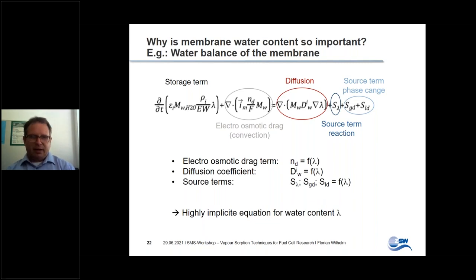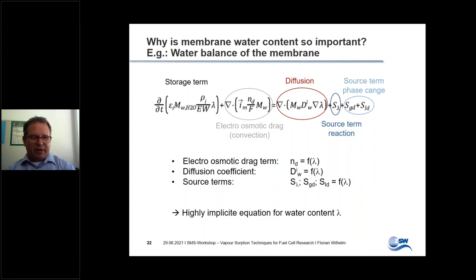But this can be dealt with in a different way in other models. So that's not mandatory, so to say, to formulate it like this. But what is mandatory is the source term for the phase change. So that's gas dissolved and liquid dissolved. That is the phase change from the gas phase into the dissolved phase in the membrane, and from the liquid phase into the dissolved phase in the membrane.